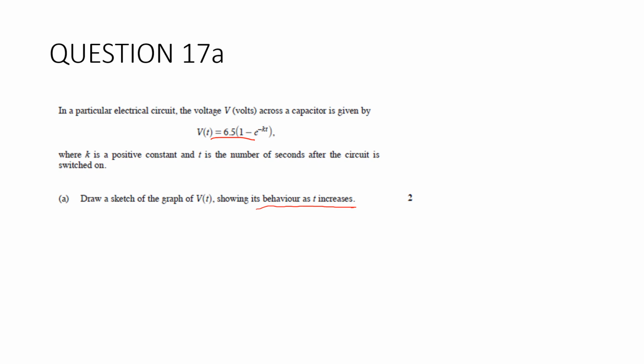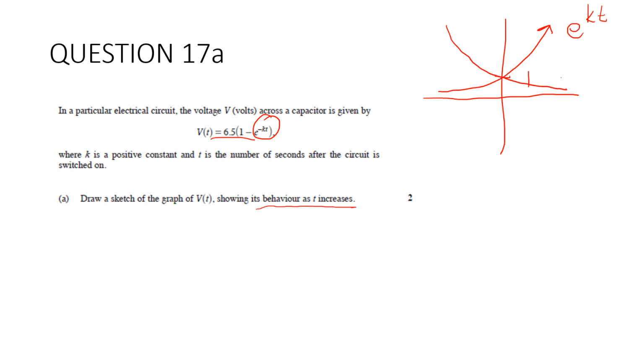All right, let's start with the graph of e to the kt, which looks like this, has a y-intercept of 1. So this is e to the kt. When I put a negative in front of the t here, it's going to reflect it in the y-axis like that. So this is e to the negative kt. Then I'm putting a negative in front of that whole thing here, so that's going to reflect this over the x-axis.